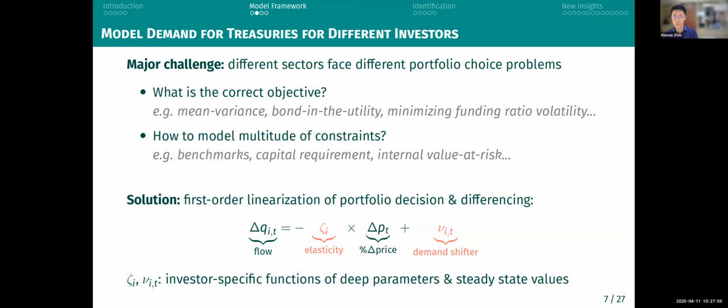All right. Essentially, the demand function of investors that we're going to estimate is going to be changes in quantities demanded, or flow, as a linear function of changes in prices of a market portfolio of treasuries plus a certain demand shifter. And here, as you can see, one of the most important parameters is going to be these elasticities, in particular these elasticities with respect to prices.